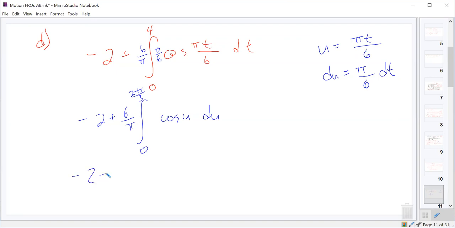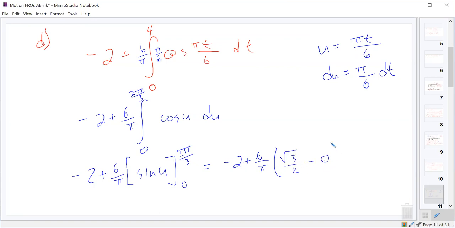And now we have -2 plus 6 over pi times the sine of u from 0 to 2 pi over 3. We got -2 plus 6 over pi times sine of 2 pi over 3, which is still root 3 over 2. Sine of 0 is 0. Simplify to -2 plus 3 root 3 over pi. Good? Any questions on that one? Any of the parts of that one?